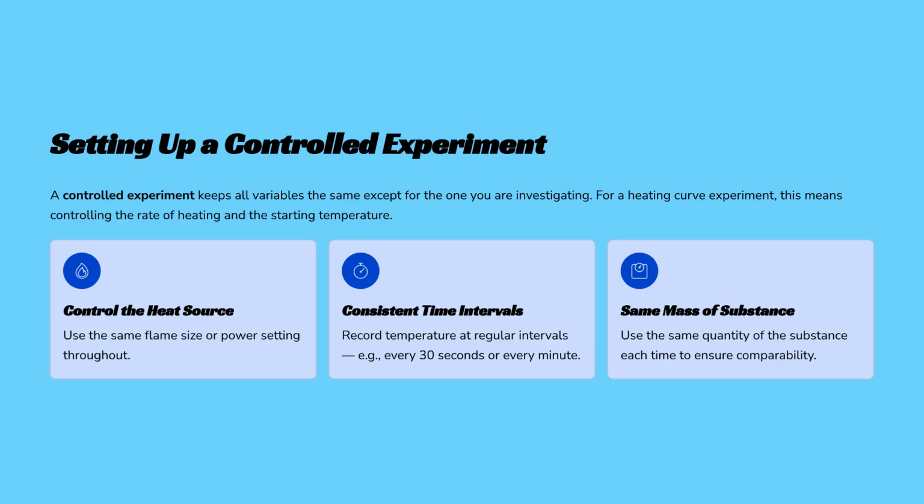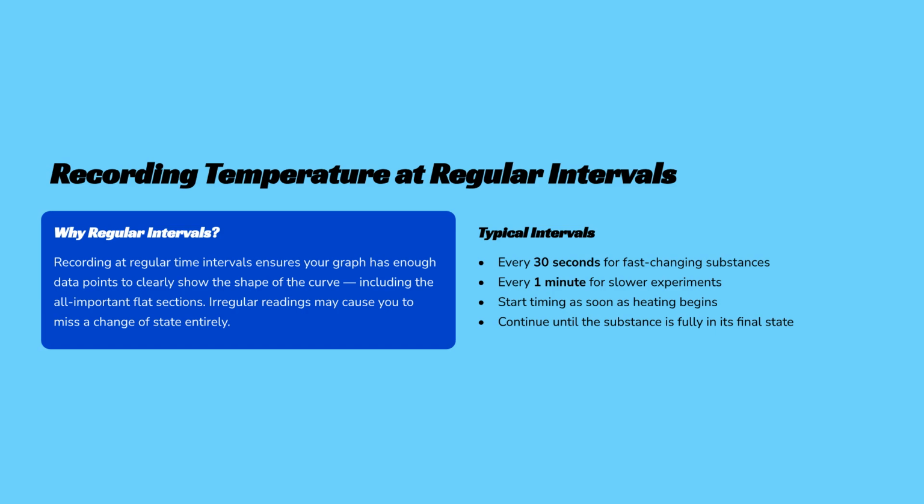A controlled experiment is essential. Keep variables like your heat source power, time interval, and the total mass of the substance constant to ensure your data is valid. Recording at regular intervals is vital for capturing a clear curve. Consistent timing helps you detect the crucial flat sections that indicate phase changes without missing them.